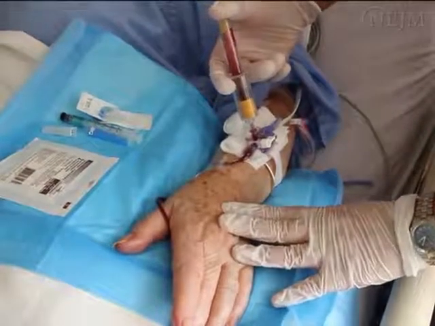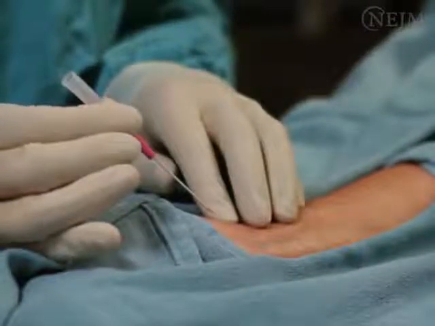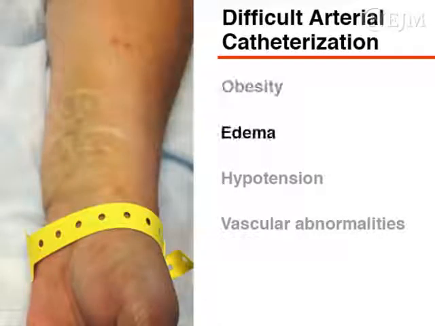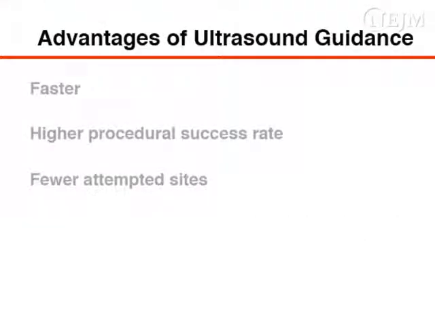need to be performed. Ultrasound guidance can be more effective than palpation for the insertion of an arterial catheter in patients with obesity, edema, hypotension, or vascular abnormalities such as tortuous vessels. In general, the use of ultrasound guidance for the insertion of a radial arterial catheter is faster than the palpation method and has a higher success rate. Also, successful insertion is achieved after fewer attempts, which means that there are fewer attempted sites of insertion, thereby minimizing patient discomfort.